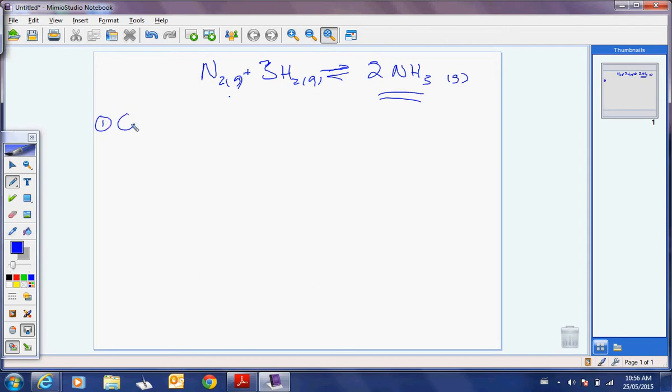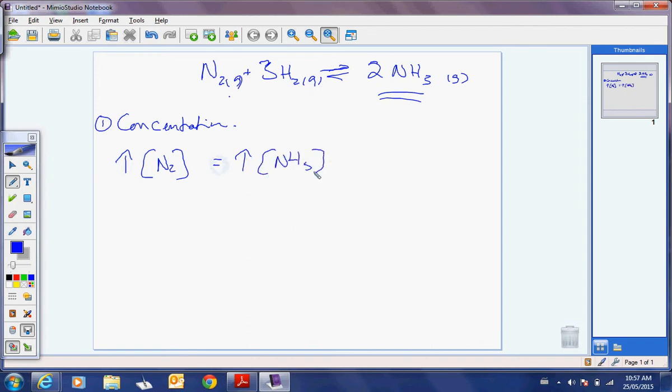So one of the things they can do is change concentration. If you're changing the concentration, it's kind of a simple concept. If I add more nitrogen, or increase the concentration of nitrogen, I can make more ammonia. Everybody get that? Simple, right? You add more nitrogen, you get more ammonia.